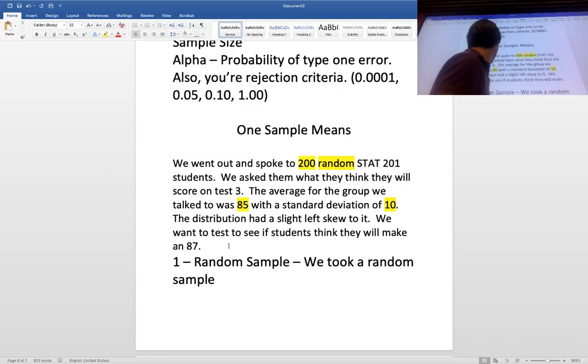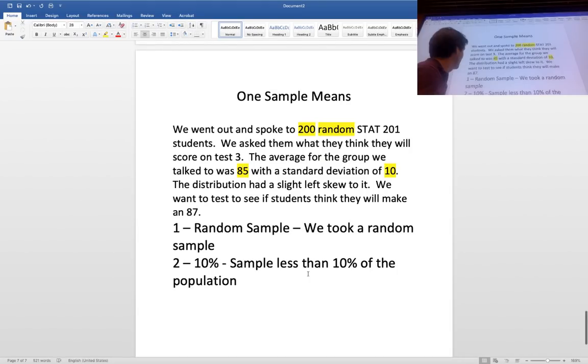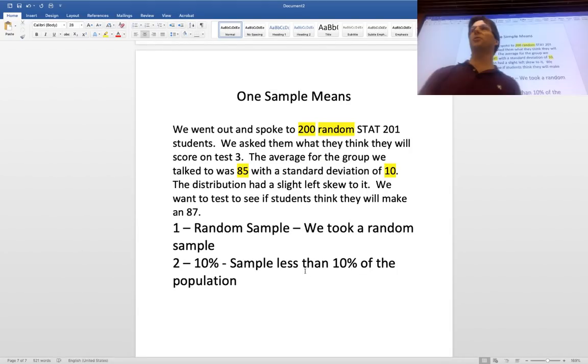And we've got a problem. We took a random sample because the problem says so. Once again, we make that as clear as possible in the test, and we do really well to make sure you know we meet this condition. Condition 2, we said 200, and this one is iffy because it's 200 students.